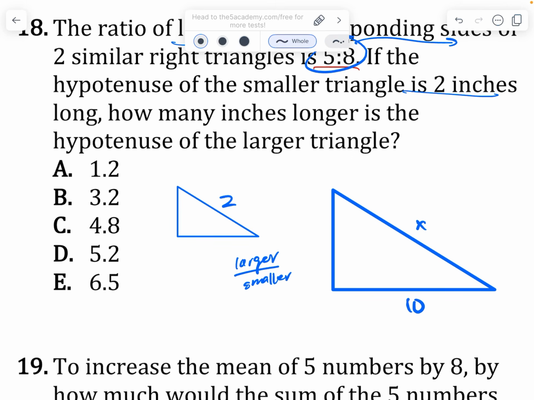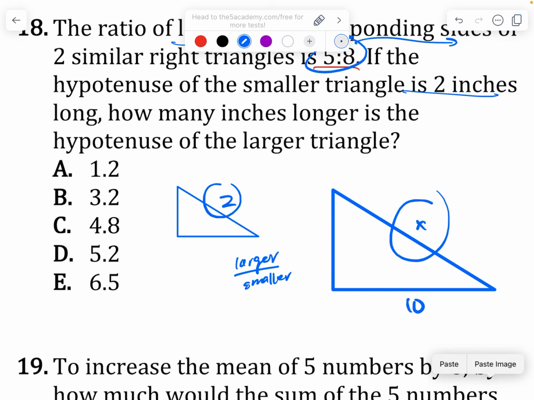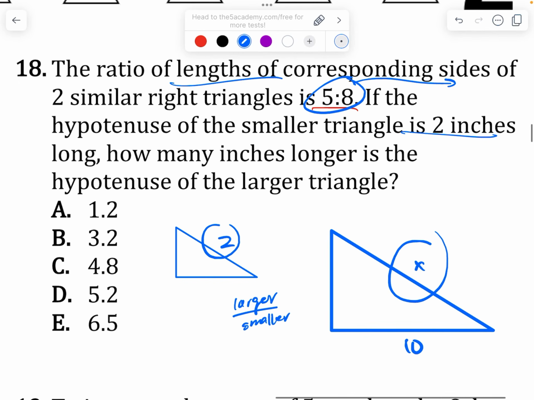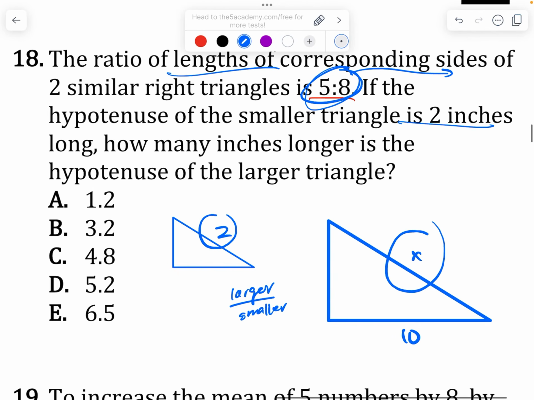But here, again, I'm looking at the hypotenuse of this one. I'm trying to find the same side length on the larger one. So I'm going to multiply by this ratio, not 5 over 8, but 8 over 5. 2 times 8 over 5 is going to be 16 over 5, which is 3.2. I believe so. Yep, so x equals 3.2.